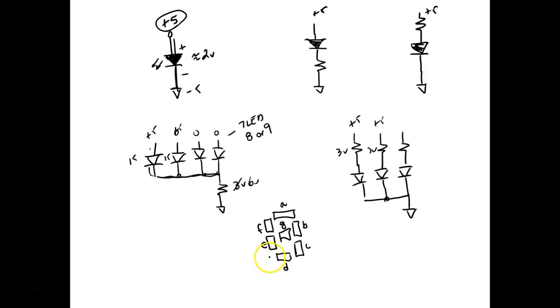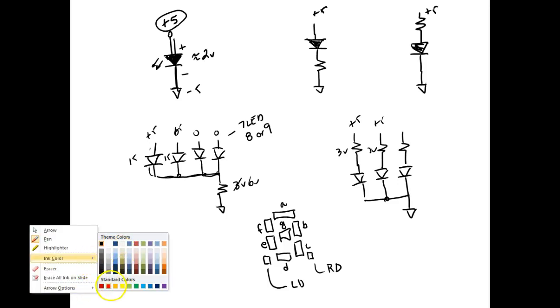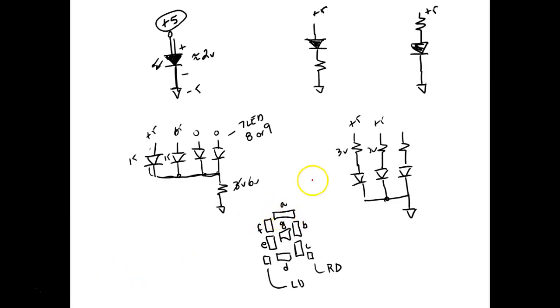Then, most of the time, we will have decimal points. This would be called the left-hand decimal point, and if we have one on this side, this would be called the right-hand decimal point. Usually just RD. So this is why it's called a 7-segment display. And what we can do is we can come over here and turn on segments and display different things.